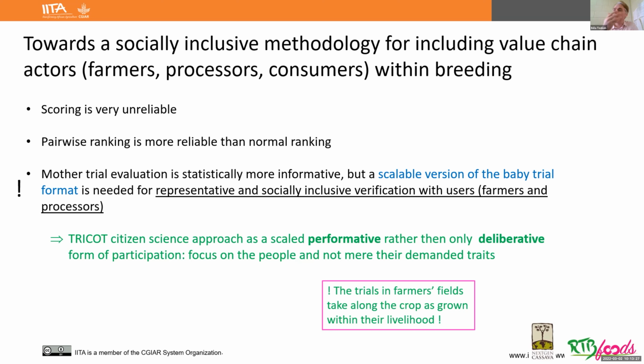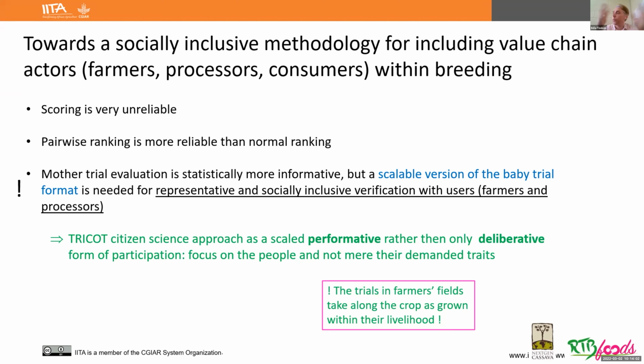We had these baby trials, but there's only 20 in 2 different locations. And we had the mother trial information, which gives good statistical information, but how representative is it? We also want to look at some social parameters of the users, and we wanted to assess those varieties in the context of the farmers. So that's why we propose a tricot science synthesis approach, which evaluates a lot.